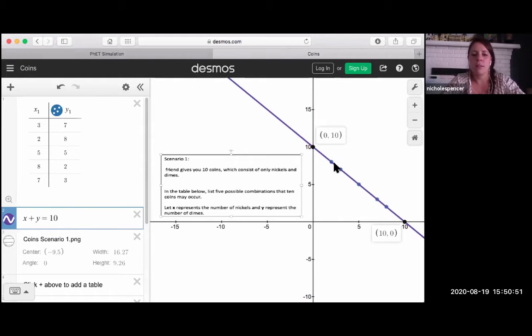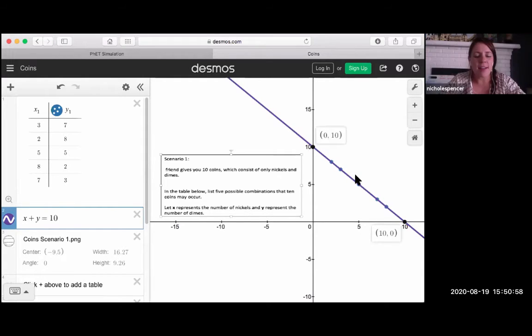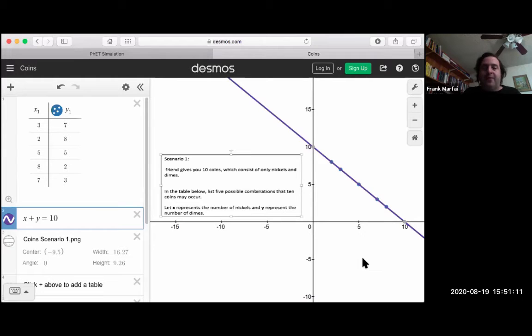You can also click on any of these points. I just meant it's not possible if you have 10 coins, a combination of nickels and dimes; you wouldn't really ever have data on your intercepts. So, since you guys are my students, the question I'd ask is, what would it mean to be 0 and 10? What does that actually mean in the context of this scenario?